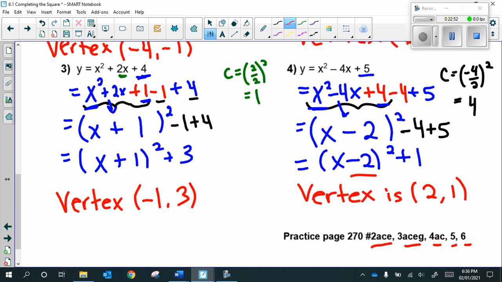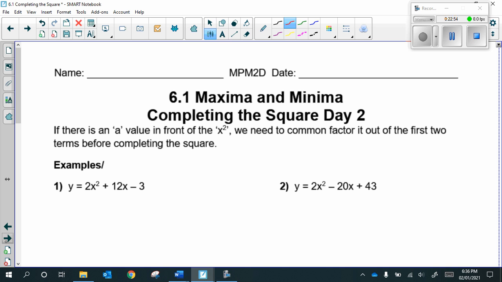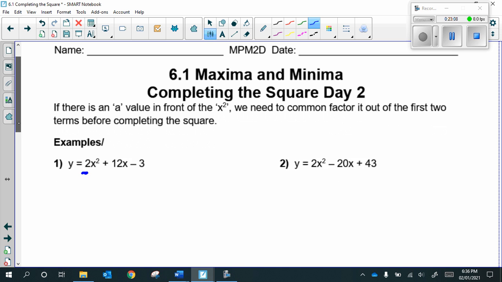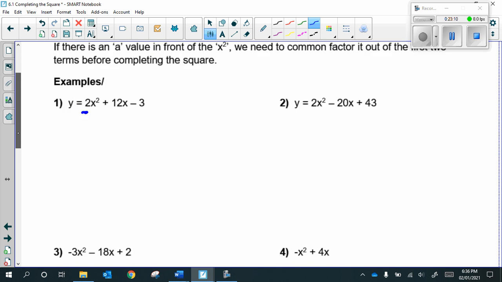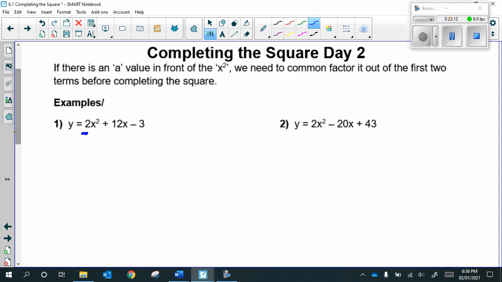Okay, the second part of the lesson. This is usually done the next day. However, we are steamrolling through this stuff. So what happens when it doesn't start with x squared? So like this example, there's something out in front. There's an a value. We cannot just use our magic number if there's something in front of the x squared.